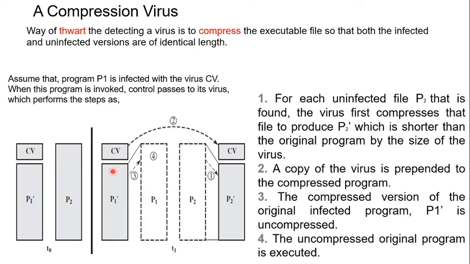So what has happened? This is the affected file, which is P1 dash. P1 dash is the affected one, whereas P2 is unaffected. Before you affect this P2, what you are doing? You are compressing P2 to P2 dash. Then you are copying this CV, which is the computer virus, to this P2 dash as well. So the size of P2 dash including the CV is the same as just P2. That is what this compression virus is. I hope you are understanding.